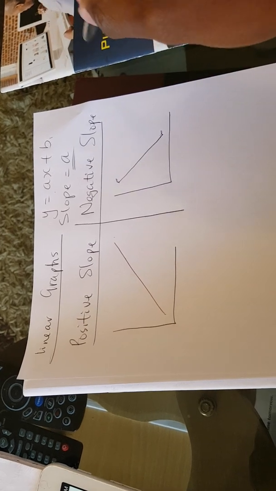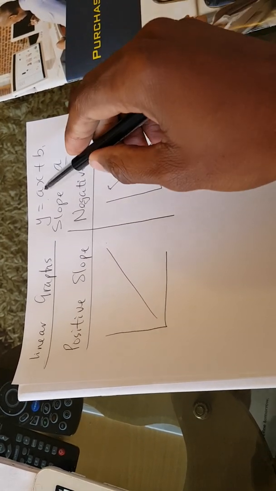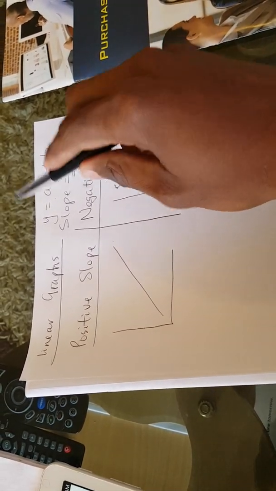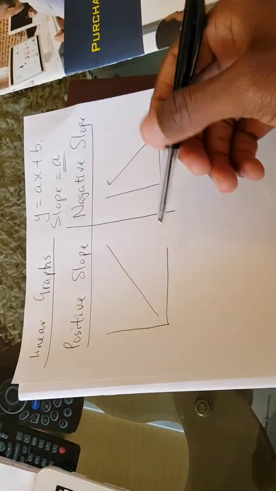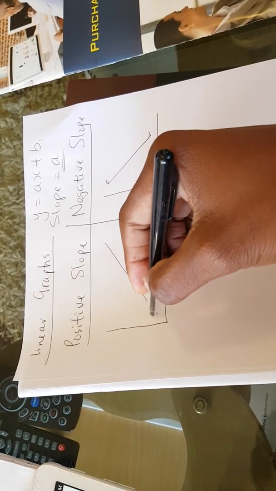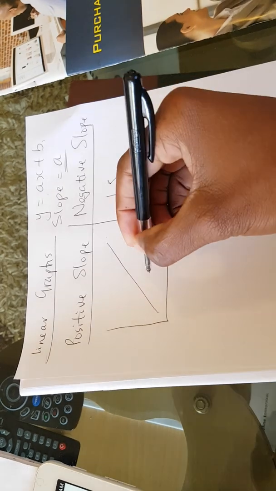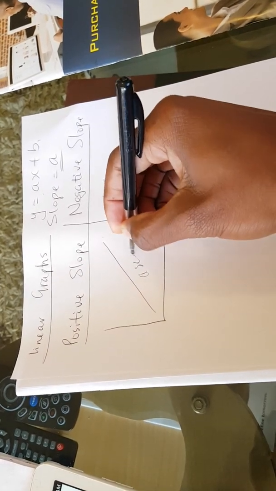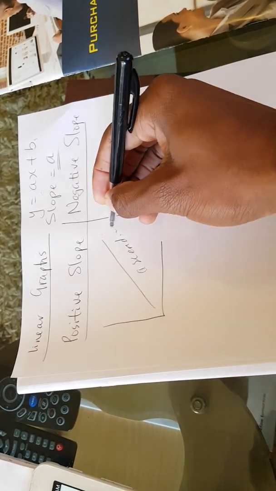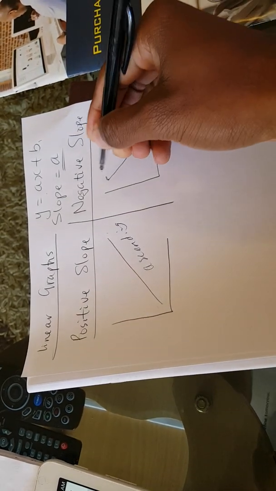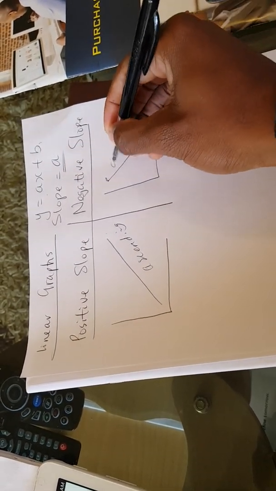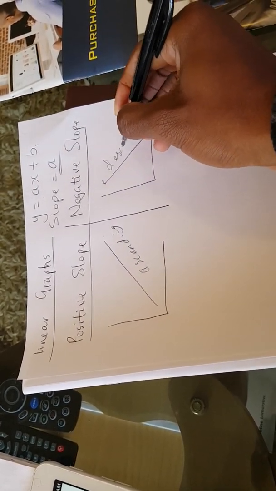Now if the value of a is a positive number, it means you have a positive slope, so the line of the graph should be ascending, like this one. And for a negative slope, the line should be descending.